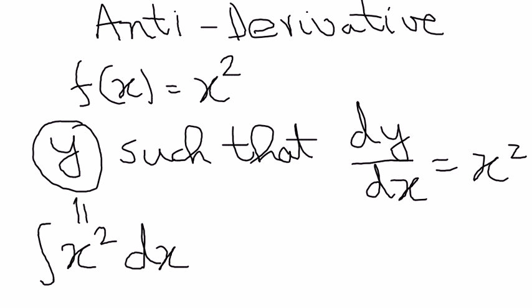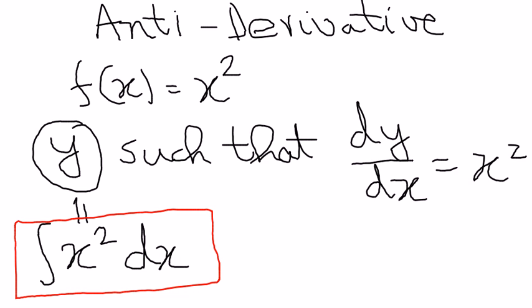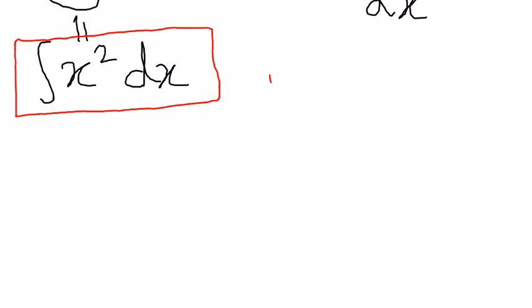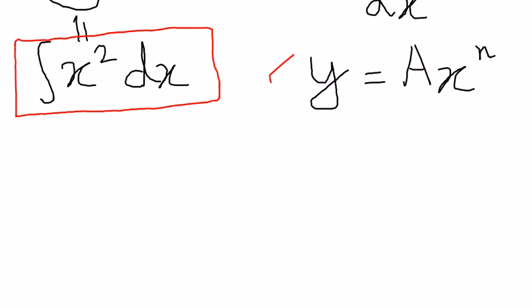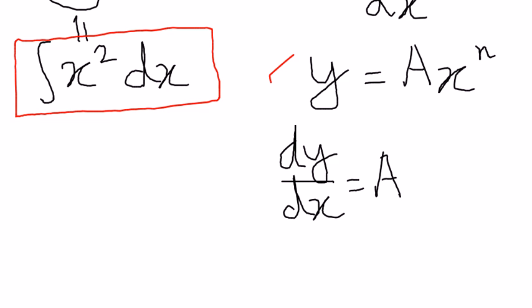Okay, so let's try to find out what y would be. We remember the power rule, and we can just guess that maybe y would be some power of x times some constant. So let's say a times x to the n, where a and n are numbers. Then we can use the power rule for derivatives to find dy/dx. It will be a, the constant, times the derivative of x to the n, which is n x to the n minus 1.